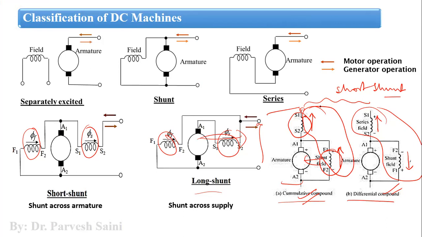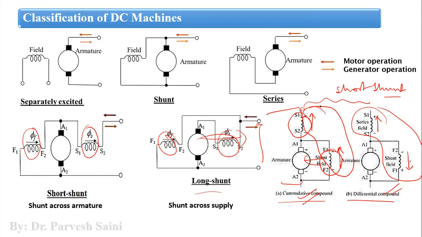So this was about the classification of DC machines, right? In case of DC generator and DC motor, in both cases we have the same classification. We do not have a different classification in case of generator and motor. The only difference is the direction of current. While drawing the circuit diagram, you need to take care of the direction of current.